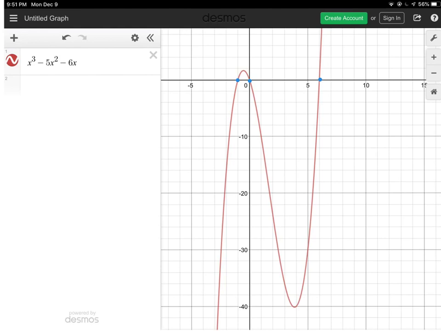This is how you would graph x cubed minus 5x squared minus 6x. As you can see, with the blue dots, my x-intercepts are highlighted. My x-intercepts are negative 1, 0, and 6.